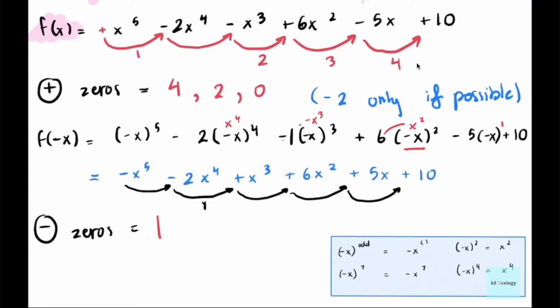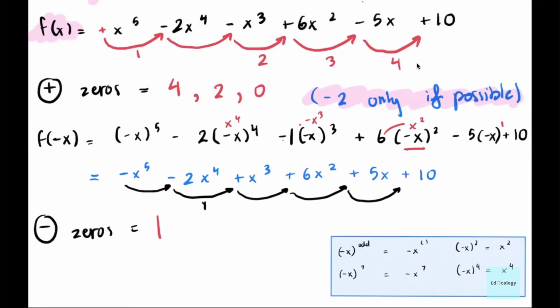Why can't we subtract 2 like we said over here? Why can't we subtract 2 from 1? I said here to subtract by 2 only if possible. 1 minus 2 is negative 1, and we don't want negative numbers in this case. So we would just write 1.